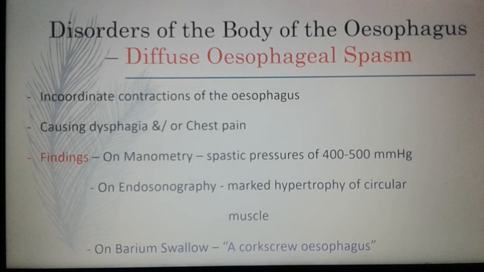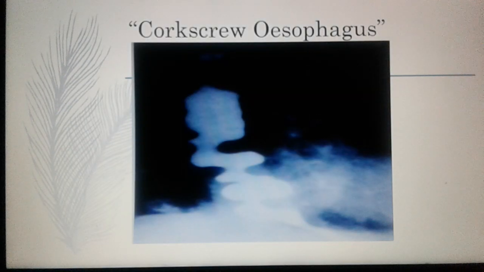Now, how does this corkscrew esophagus look? It's somewhat like this. If you can see here, this is just like a screw-like structure. The whitish structure you can see here is contrast. This is the esophagus. There is the diaphragm. Now, can you see here? It's almost similar to a screw-like structure. That's why it is known as corkscrew esophagus. This is classically seen in diffuse esophageal spasm.